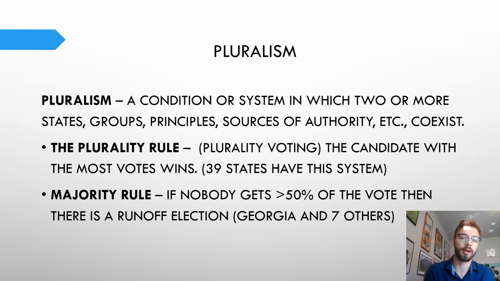Now, when we have elections, we tend to have them operate through the plurality rule. This is plurality voting, and it simply means the candidate with the most votes wins the election. 39 states currently have this system, and we also see that we have majority rule. If nobody gets 50% of the vote in some states, like Georgia and 7 others, there is a runoff election.